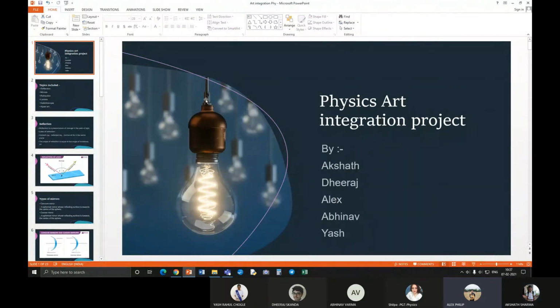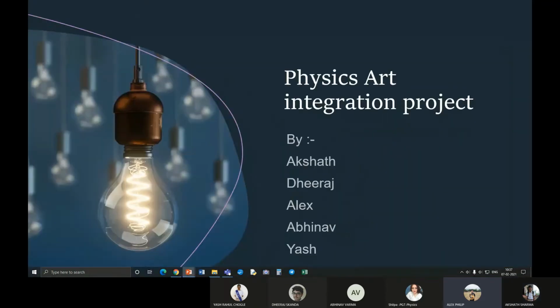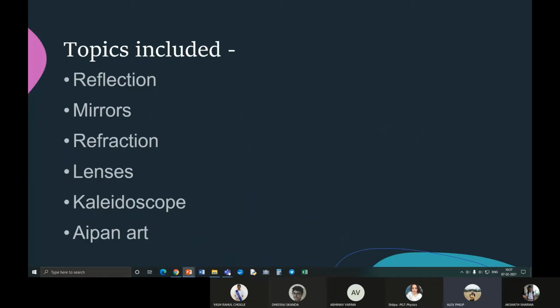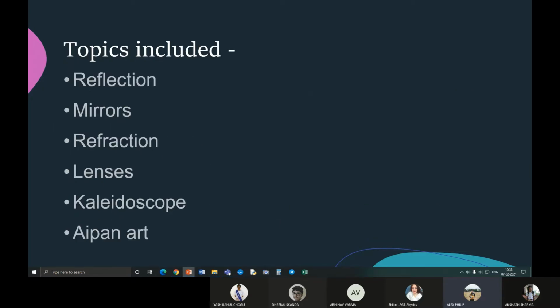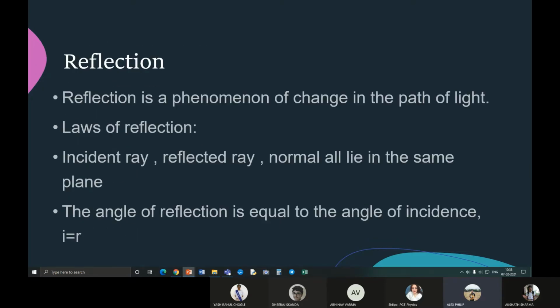Today we'll be presenting our physics art integration project, which is done by Akshay, Dheeraj, Alex, Abhinav, and Yash. So we'll be including the topics reflection, refraction, mirrors, lenses, a kaleidoscope, and the Apin art of Uttarakhand. So now reflection and mirrors will be explained by Dheeraj.